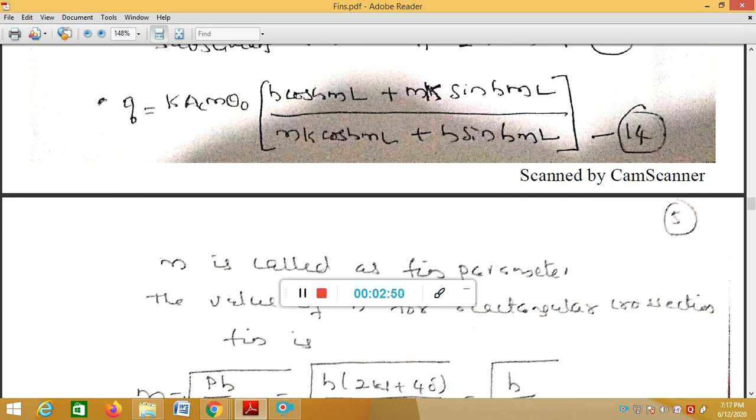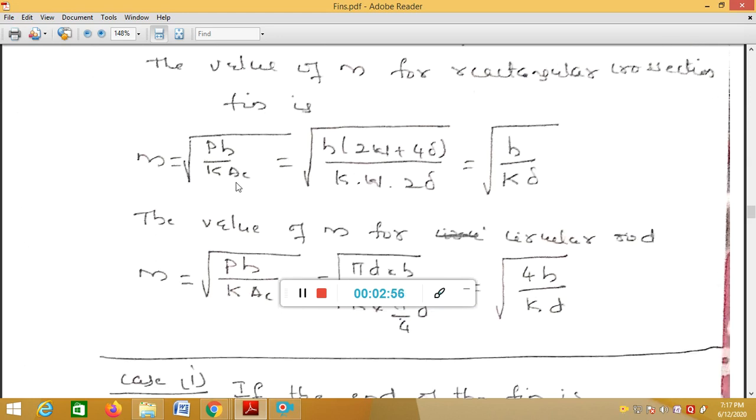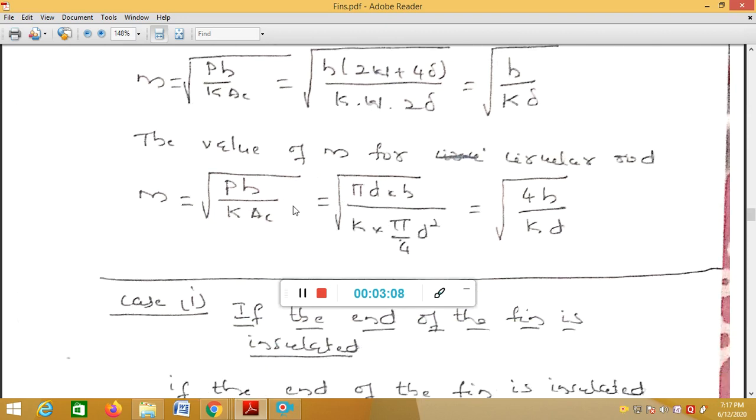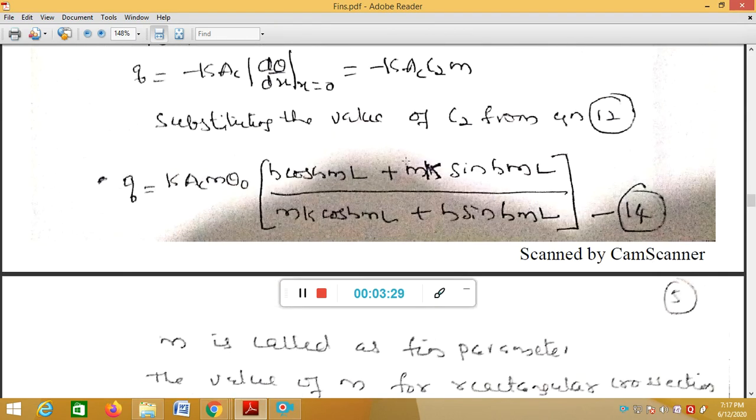The value m is known as the fin parameter. m is given by root of pH by kAC. For a rectangular fin, it is root of pH by kAC equals h into (2w plus 4 delta) divided by kw. AC for a rectangular fin is w into 2 delta. So it gives root of h by k delta. And the value of m for a circular rod is m equals root of pH by kAC. For a circular rod, P is pi d and AC is pi by 4 d squared. So it gives root of 4h by kd. This equation 14 gives the heat loss with fin.